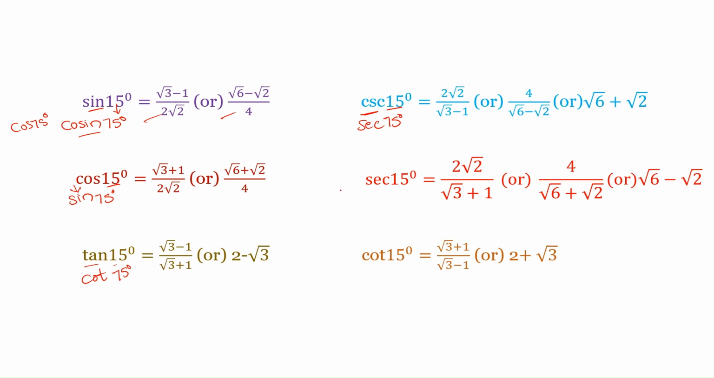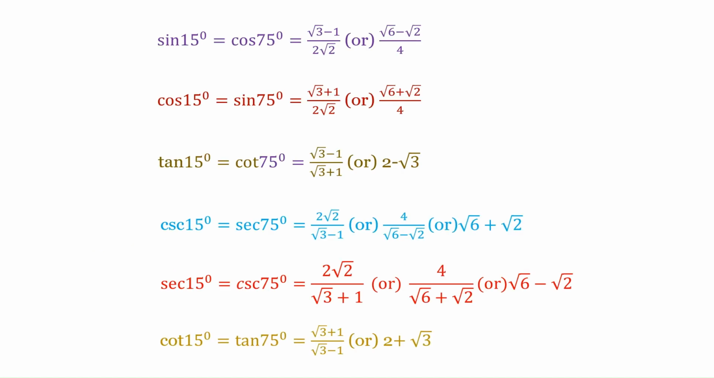Secant 15, the complement means cosecant, so cosecant 75. Both values would be the same. Cotangent 15 means tangent of 90 minus 15, that is 75. So cot 15 and tan 75 will have the same values. So on calculating for 15, you can write the values for 75 as well, or calculate separately for 75.